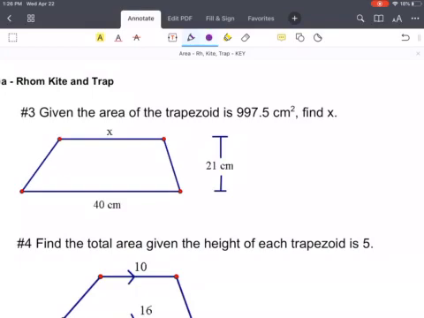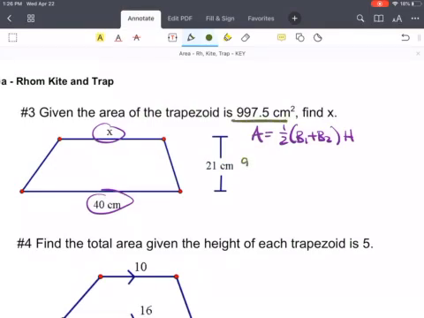Same concept here for trapezoid. We're given the area. So because we're talking about both bases, we're going to look at the other formula. So area equals 1/2 base 1 plus base 2 times height. Plug in everything that you have here. We have the area is 997.5. 1/2. Base 1 is x. Base 2 is 40. And then my height is 21.